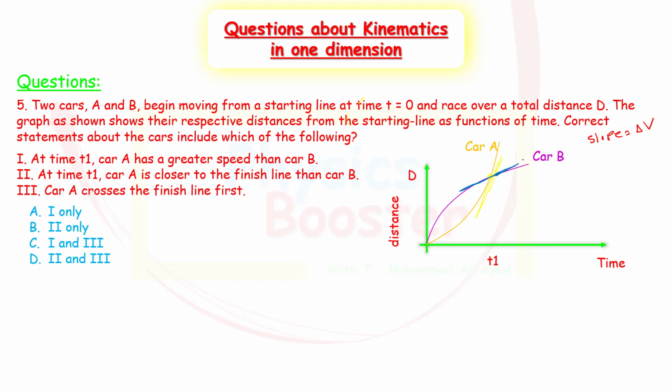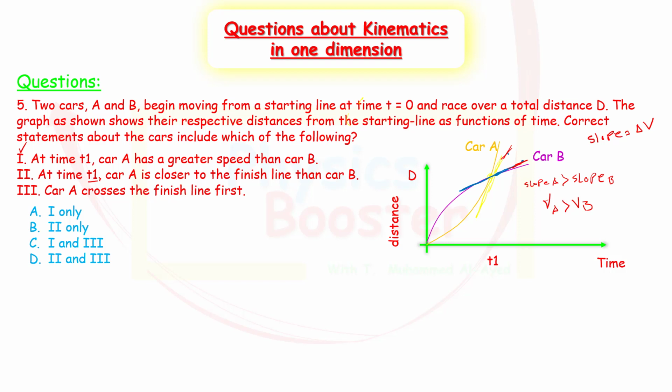So let's look at the slope of line B and the slope of line A. The slope of car A right here is way higher than the slope of car B. So we can say, since the slope of car A is larger than the slope of car B, that the velocity of A is faster than the velocity of B. So 1 for sure is true. Now let's look at 2.